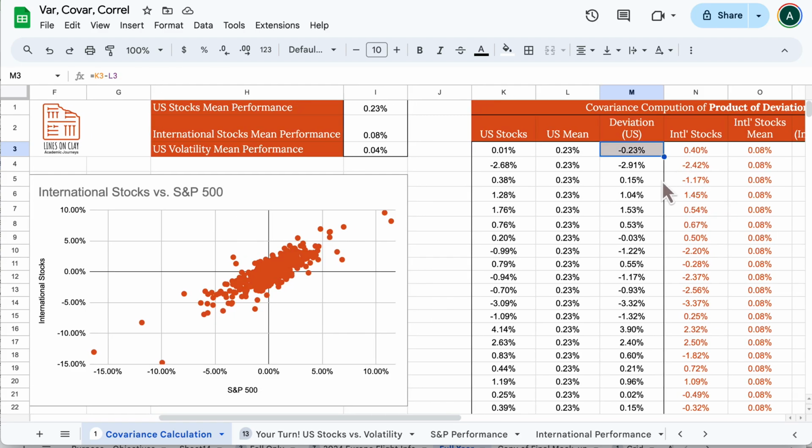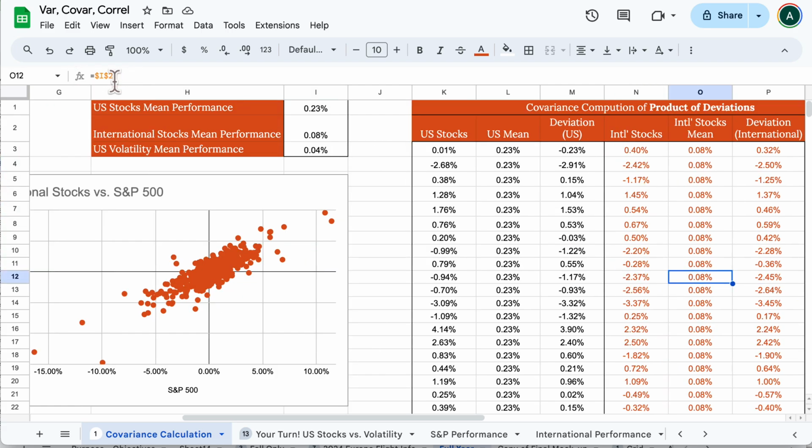Now what I've done is I've just asked, how did they deviate from the mean? So I look and, hey, I've got this mean column that stays the same, right? It's 0.23 every single value. And what I'm asking is I'm taking the individual deviation. So how did the US stock market perform minus the US stock market weekly mean? And that is what this column M comes out to.